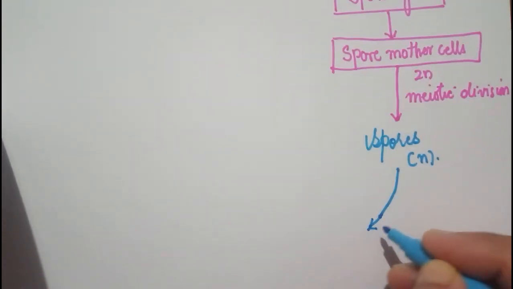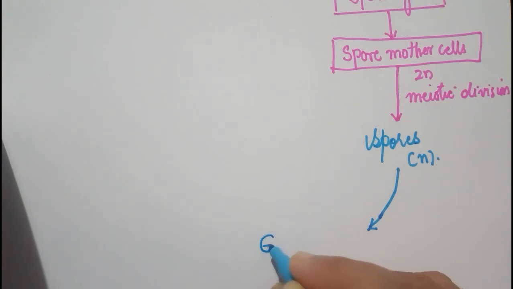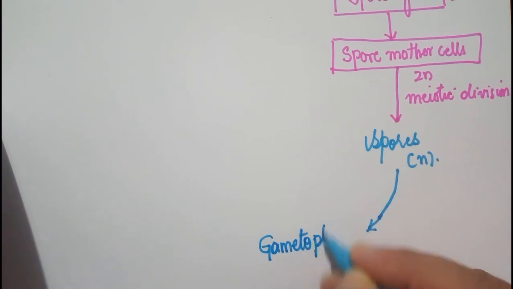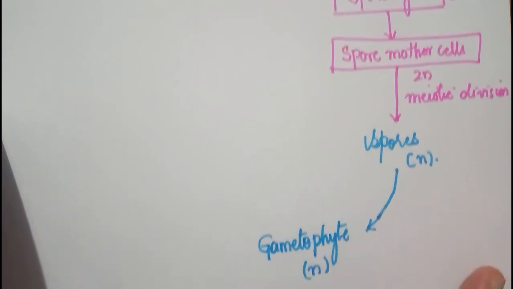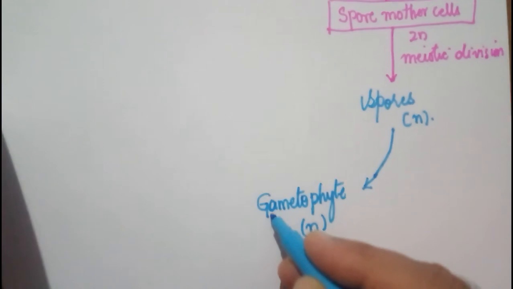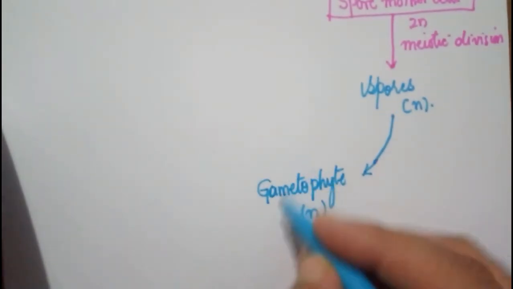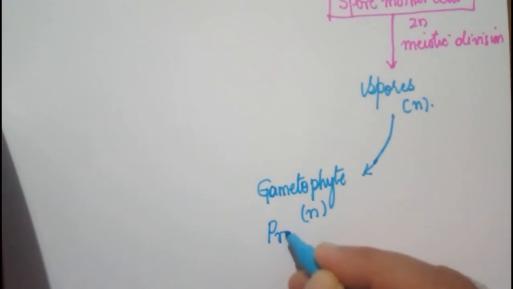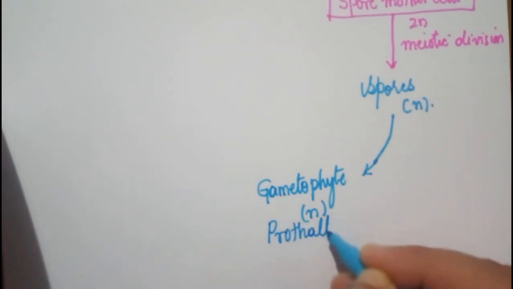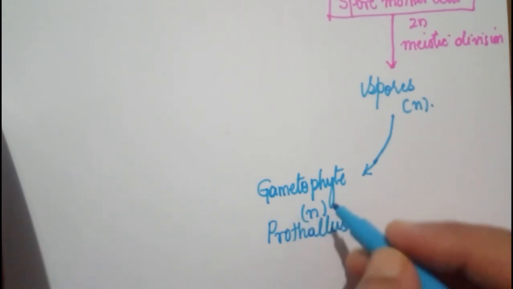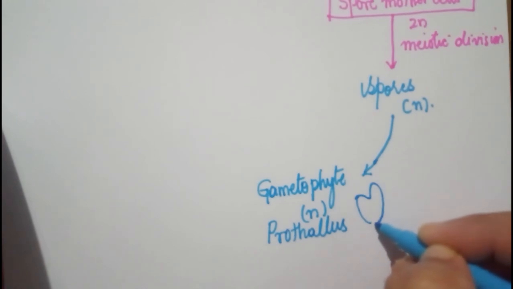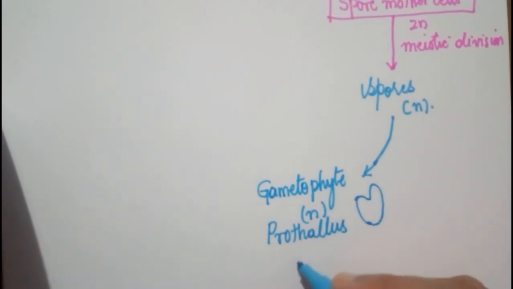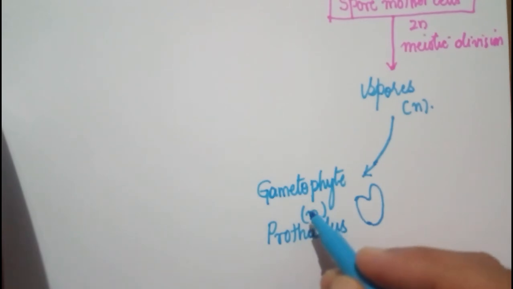Once the spore develops, the spore germinates and is going to form a gametophyte. And gametophyte is haploid. In the case of pteridophytes, the gametophyte is called the prothallus. It is a heart-shaped structure, and it is independent of the sporophyte.